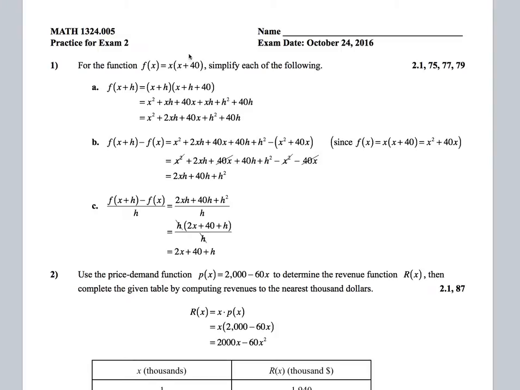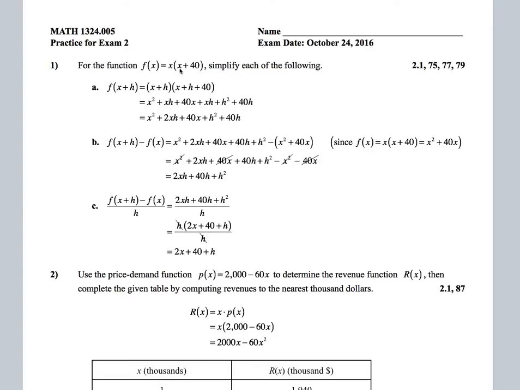So here's the first question. It asks us to evaluate and simplify these three expressions for the function f of x equals x times the quantity x plus 40. Well, f of x plus h means that wherever there's an x in the function, we're going to place an x plus h. And here, I place x plus h in a set of parentheses because it is this entire expression that's being substituted for x.